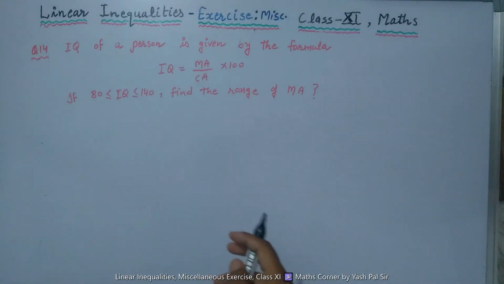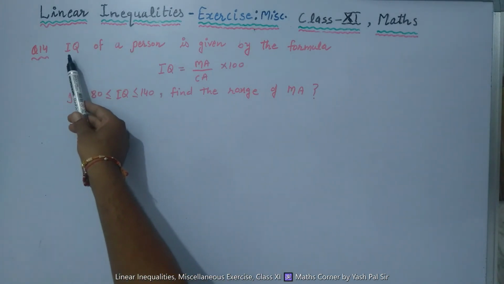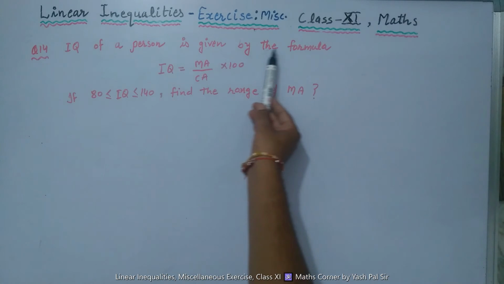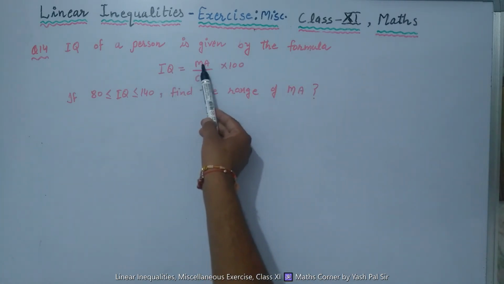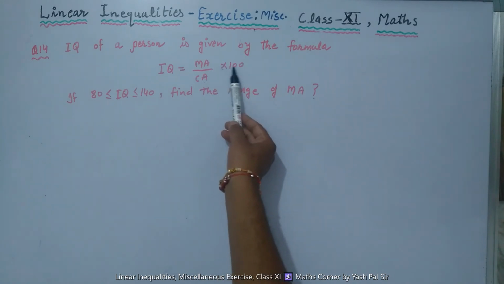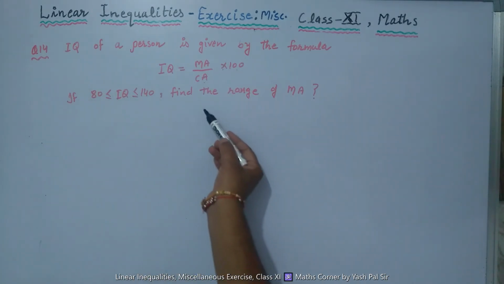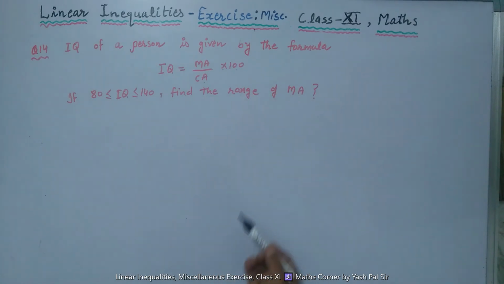Question number 14 of the exercise. This is the last question. This is also a very important question. The IQ of a person is given by the formula IQ is equal to mental age divided by chronological age into 100. If IQ lies between 80 and 140, then find the mental age.